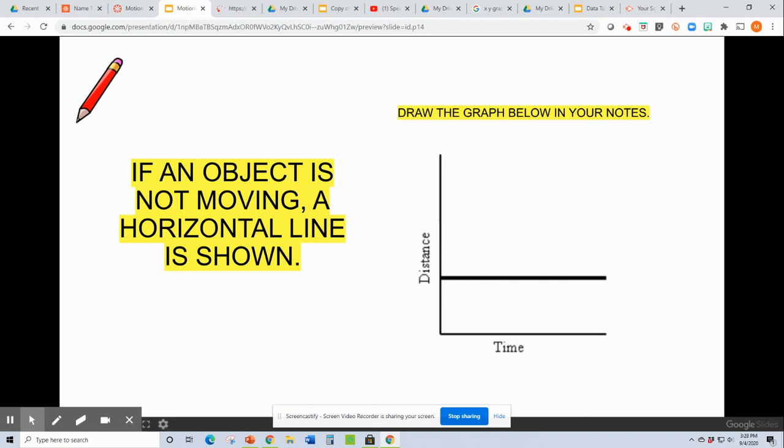Here are some patterns. And what we'd like you to do is, not only do we want you to write these words, we want you to draw these graphs in, and this will help us. And then we'll go back and look again at that motion graph and put some pieces together. On a distance time graph, if an object is not moving, a horizontal line is shown. That simply means that as time is continuing on, the position of the object or the person isn't changing. So they're not moving. Like a flat line, they're not moving.